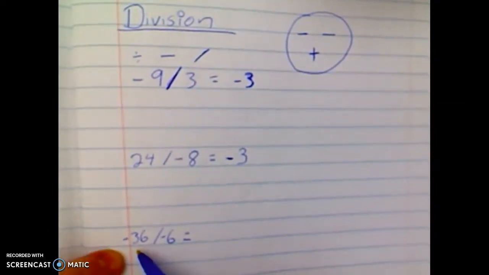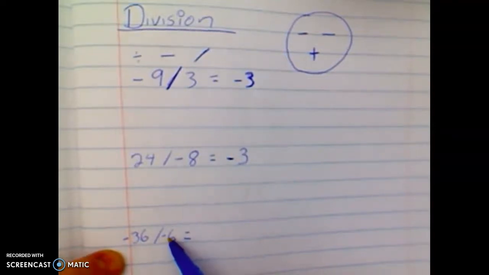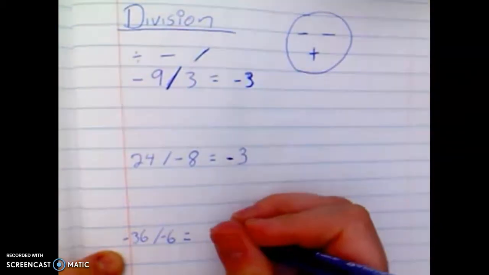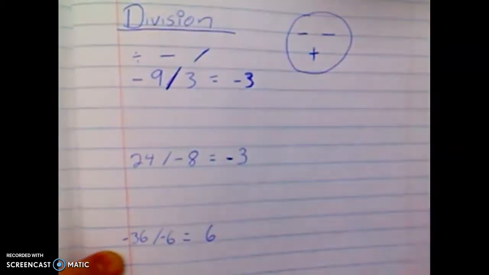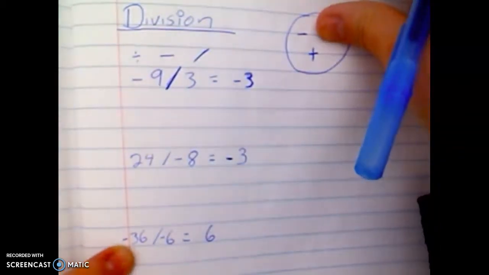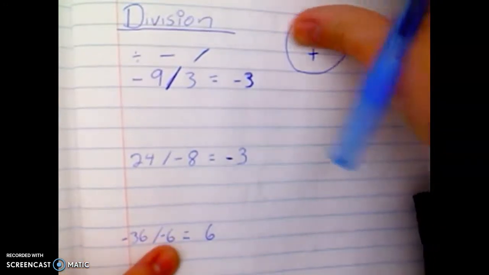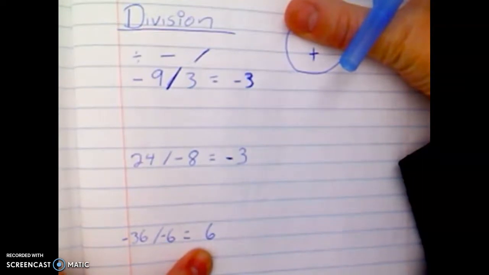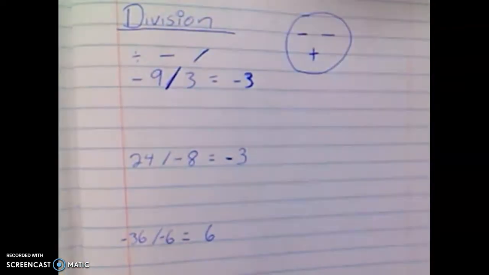This one is a negative 36 divided by a negative 6. Well, 36 divided by 6 is 6. Negative 36, negative 6. What's left over? My answer should be positive. Okay, so division works with Mathman the same way that multiplication does.